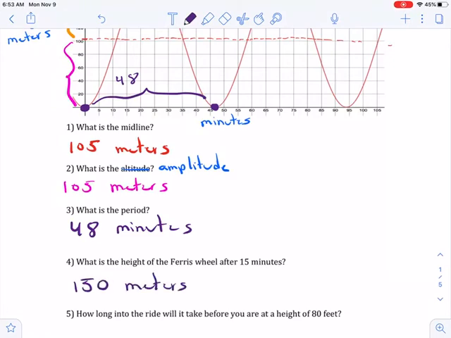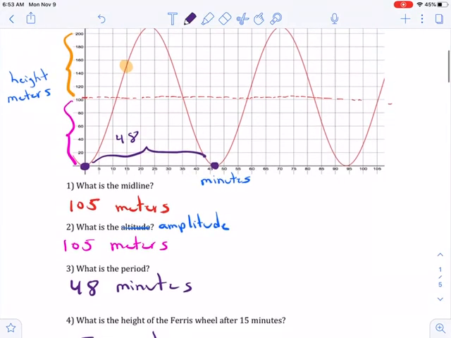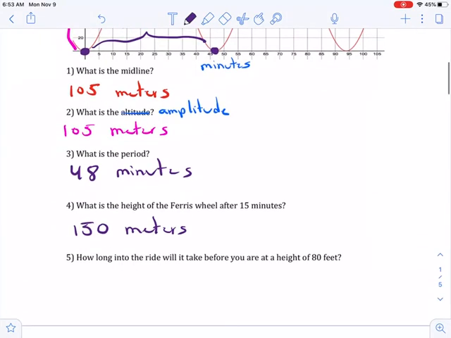How long into the ride will it take before you are at a height of 80 meters? Assuming that we started at 0 minutes, this would end up being that amount of time. It looks like just before 10 minutes, so we can say 9 minutes. And this should also be meters here. So this should be about 9 minutes. And we can reference that these two were approximate answers versus the exact answers above.